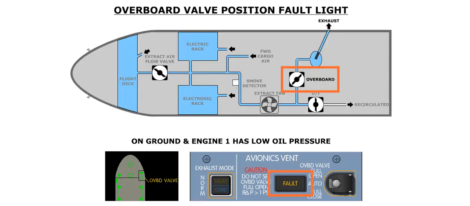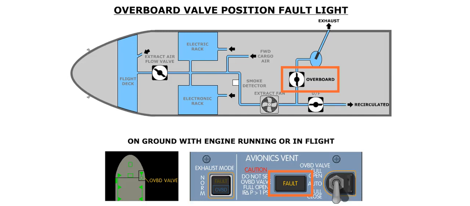The overboard valve fault light illuminates in the event the overboard valve is not in the commanded position. On the ground with low oil pressure on engine 1, the fault light will illuminate if the overboard valve is not in the full open position. The fault light will not illuminate if the overboard valve selector switch is in the full close position. You should not confuse the overboard valve fault light with the fault light on the exhaust mode push button.